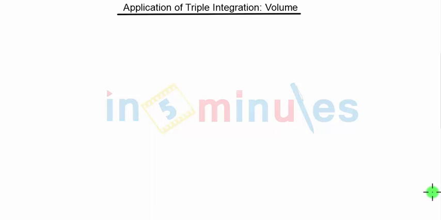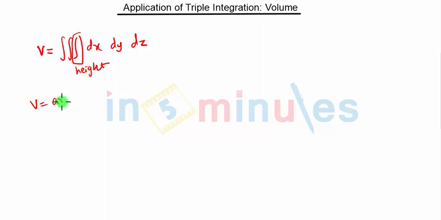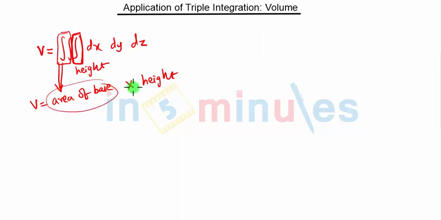In this video we are going to see the application of triple integration, that is finding the volume. In this type we will have to find the volume of any given curve. Volume is nothing but triple integration dx, dy, dz. The first limit will be for height. As we all know, volume is nothing but area of base into height. So first we will find the limits for height, and these two integrations will be of the limits of area of base. This will be more clear when we see the problem on this.